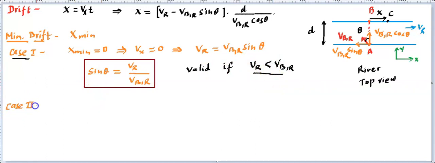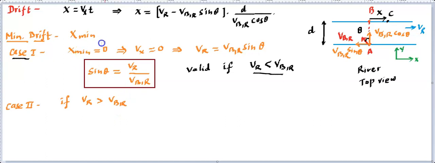Case 2 is basically the case if the velocity of the river is greater than the velocity of the boat in the river. Think practically, the river is moving faster as compared to the boat. So the river will definitely make the boat drift in its direction. You will never be able to reach point B. You will drift with the river because the river is faster. So this is another case.